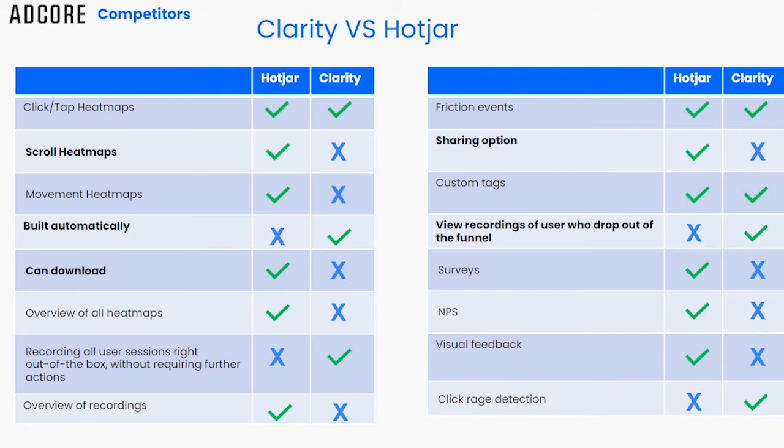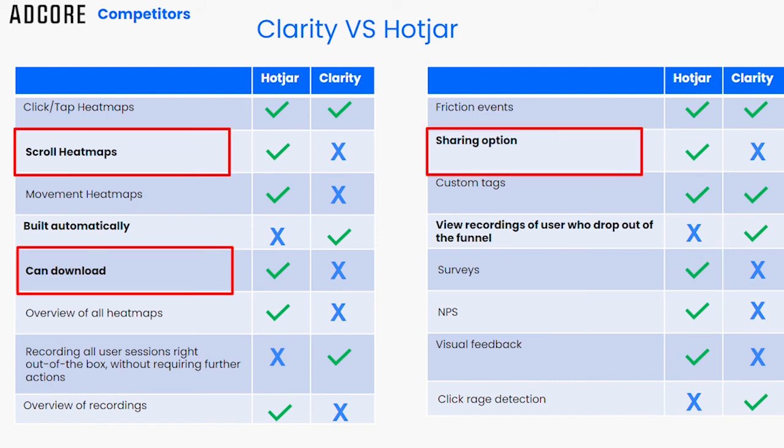So here you can see a table that compares the main features of Clarity and Hotjar. We picked the most important metrics. You can see it also by yourself. Actually, there are three main advantages for Hotjar. First is the number of heat maps.